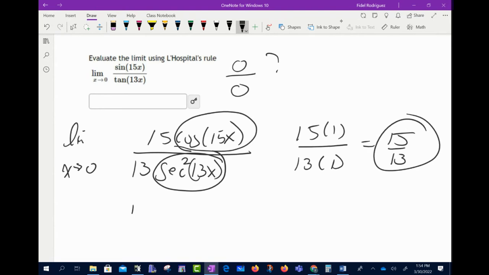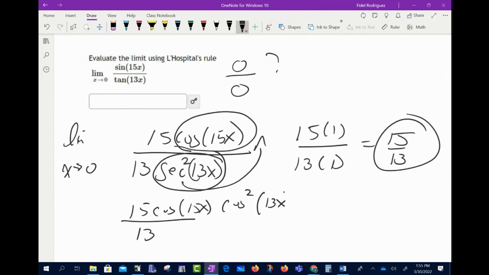Just to give you a heads up, if you're a little uncertain about this part here, remember that secant can go back up to the top and it'll become a cosine of 13x, right? And now you have that. But the limit is still going to be equal to those ones, right?